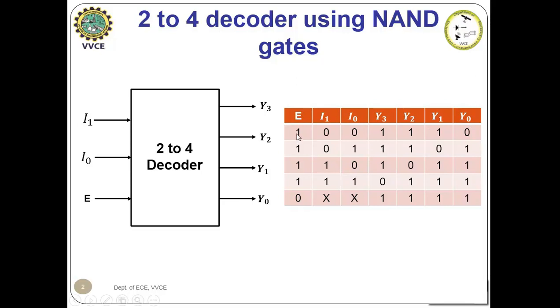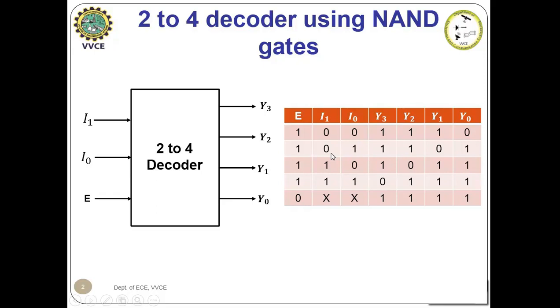From the truth table, we can see that whenever the enable pin is high, the decoder will be active, and whenever the enable pin is low, irrespective of whatever the input will be there, the decoder will be inactive. So when your enable pin is high and I0 and I1 both are 0, Y0 will be made 0 with Y1, Y2 and Y3 high.